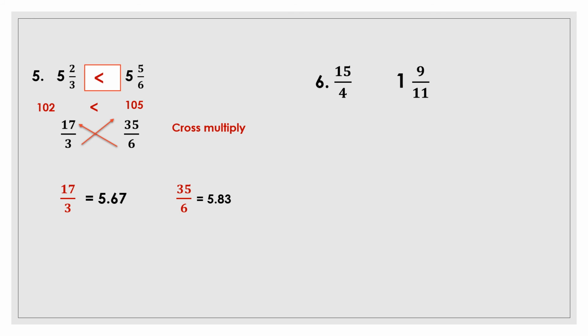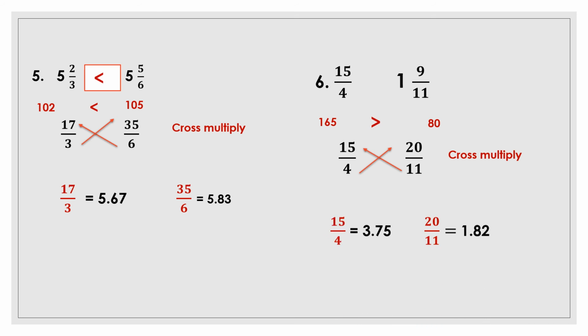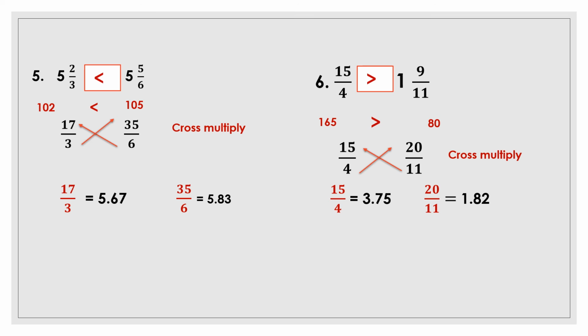So, number 6, we have 15 over 4 at saka 1 and 9 over 11. So, pag mag-cross multiply tayo, we have 11 times 15 is 165. 4 times 20 is 80. So, 165 is greater than 80. Sa decimal equivalent, itong 15 over 4 is 3.75. Ito naman na 20 over 11 ay 1.82. So, we have 15 over 4 is greater than 1 and 9 over 11.